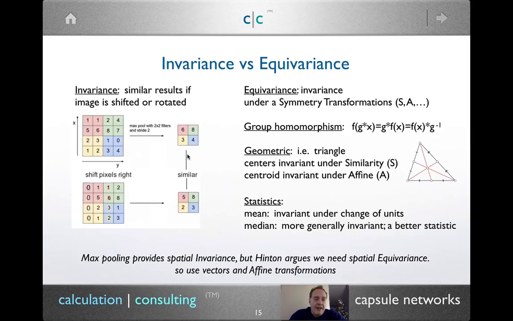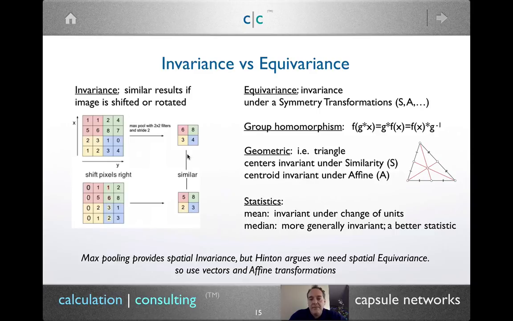What is an equivariance? An equivariance is a mathematical generalization of an invariance. It's an invariance under a similarity transform, a symmetry transformation, like a similarity transform, an affine transformation, etc. If you're like me and you had to study years of advanced mathematics, I actually have a degree in math, you would recognize this as a group homomorphism. f of g of x is g of f of x, which is f of g inverse.